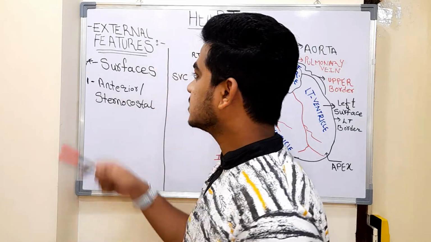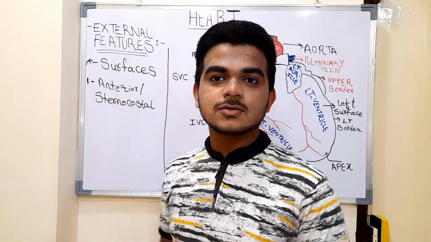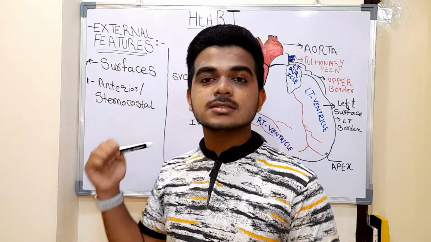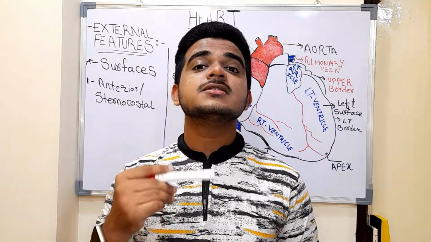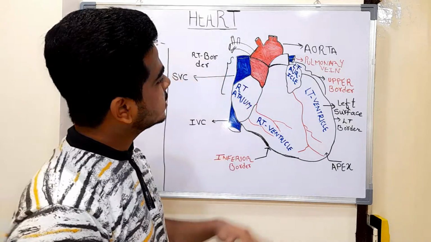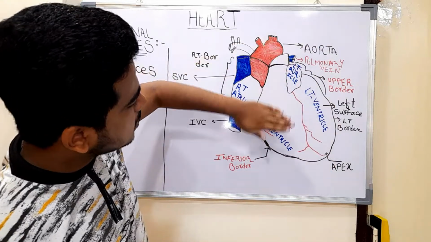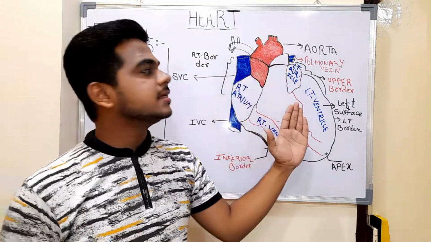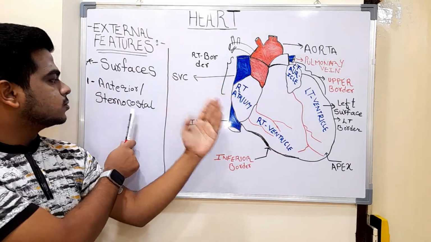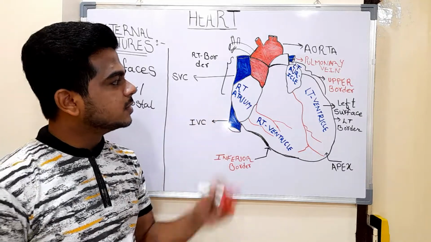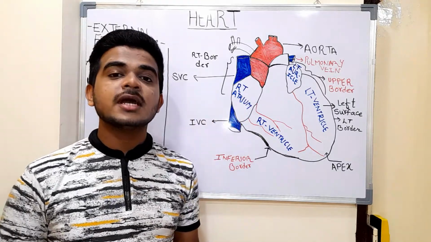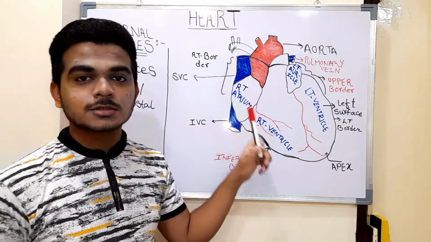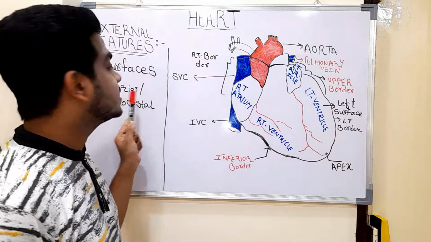Okay, so the first surface of the heart is the anterior surface. Anterior or oblique, it's also called the sternocostal surface. Anterior means the front of the heart. Pay attention here. This is the structure of the heart, and this front of the heart is known as the anterior surface. Anterior, also known as the sternocostal surface. I already told you in front of the heart there is the sternum bone and costal cartilages. So that's why it's called the sternocostal surface and anterior surface.